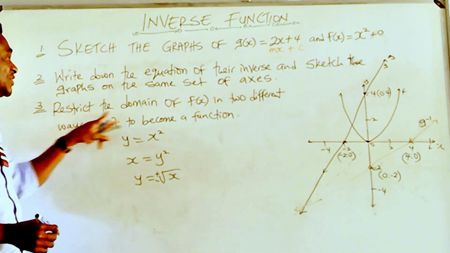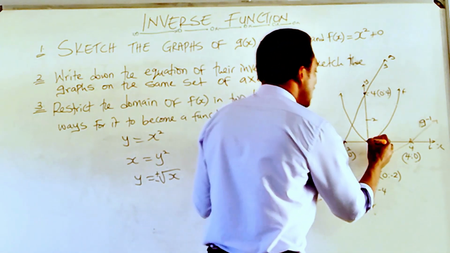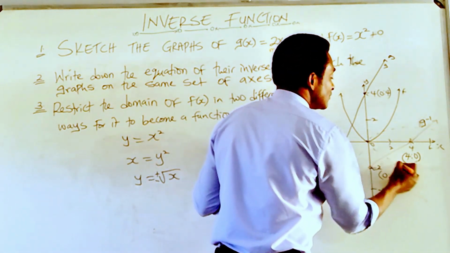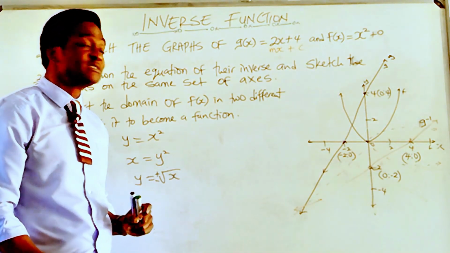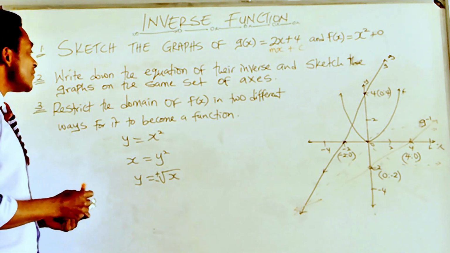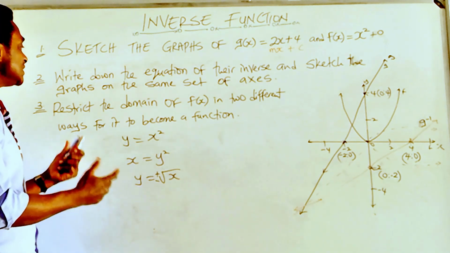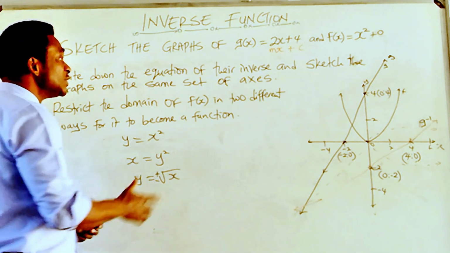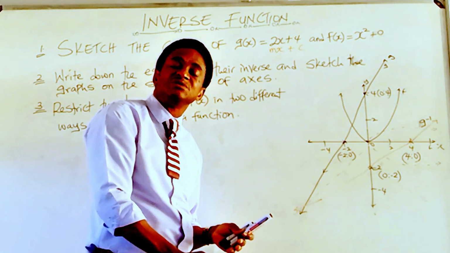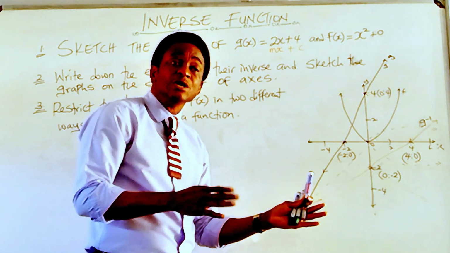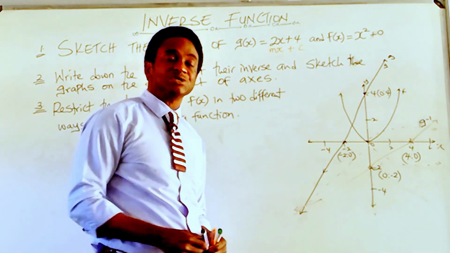Now, they say restrict the domain. How do we make it a function? Because if we sketch this graph, we will have something like this, which will not pass the vertical line test and it will not be classified as a function. So what do we do? We restrict the domain of f in a way that it gives us a function. How do we restrict? We look at our turning point. From our turning point, that is where we have the symmetry. We can divide the graph into two equal parts. So we have two parts that will still generate inverses that are functions.